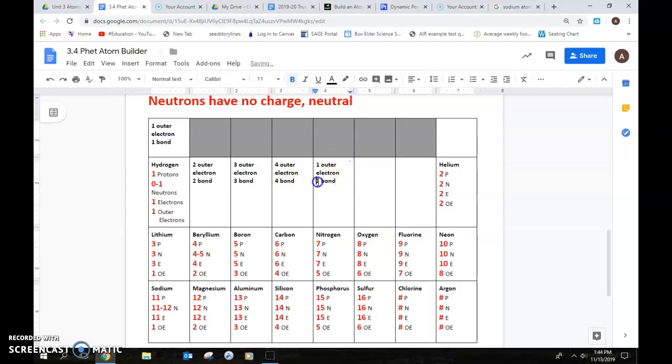This row here has 5 outer electrons. We'll talk about the bonds in a second. This one has 6 outer electrons. And this one has 7, and we didn't finish it here, with 17 protons, 17 neutrons, and 17 electrons. And you have 7 outer electrons there. This one, argon, is 18. It has 18 neutrons, 18 electrons, and 8 outer electrons.